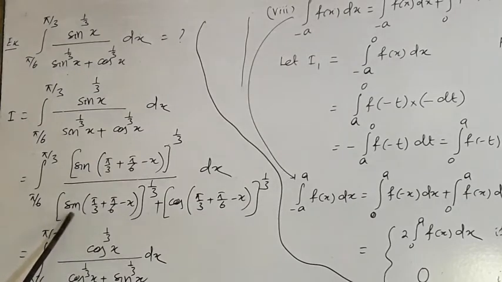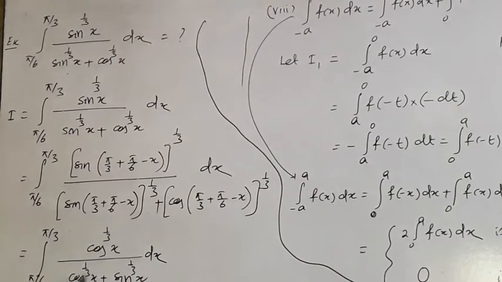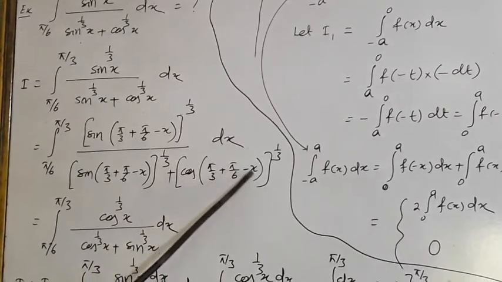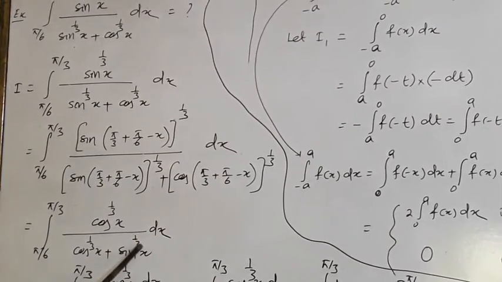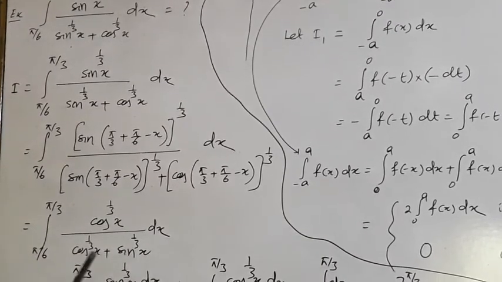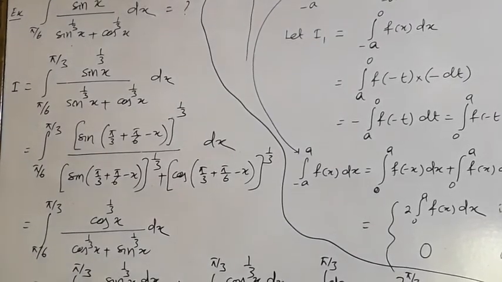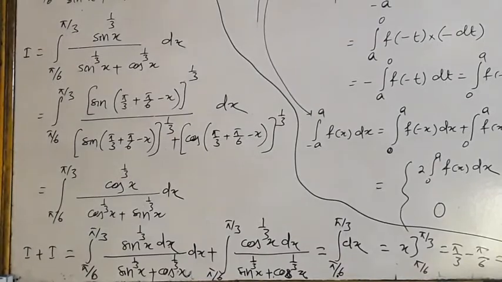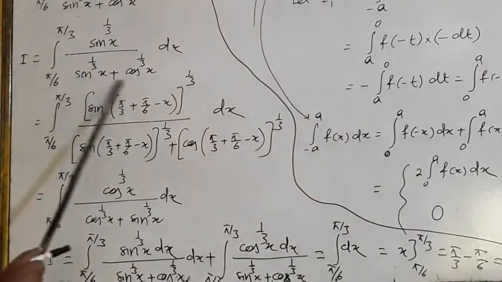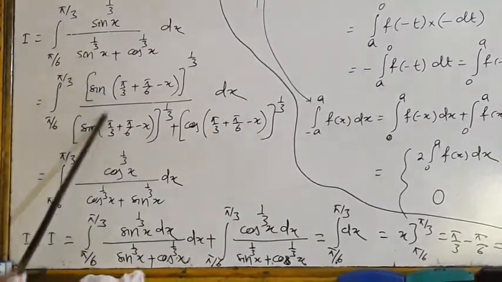And here sine pi by 2 minus x is cos x to the power 1 by 3, and cos 90 minus x is sin x to the power 1 by 3. I have given one example of exactly this similar problem. And now look here, in place of I I am writing this one, and this is the same as this.